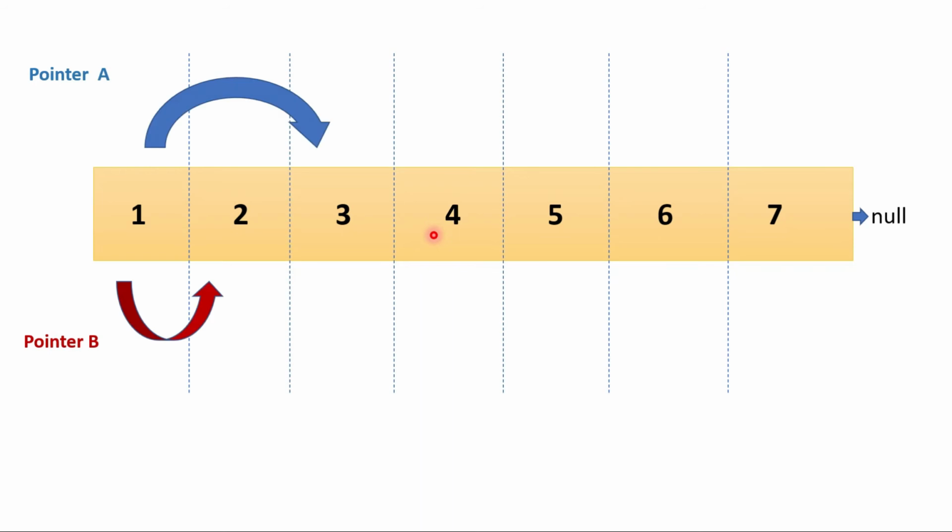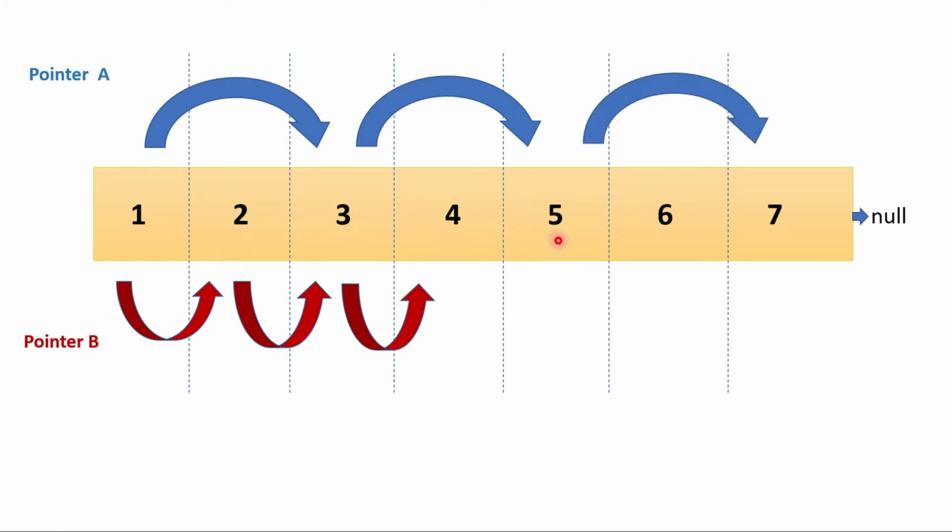At a time both are moving. Pointer A is moving 2 steps and pointer B is moving 1 step at a time. Pointer A went from 1 to 3 and pointer B from 1 to 2. In the next step, A goes from 3 to 5 and B from 2 to 3, then A from 5 to 7 and B from 3 to 4. In the next step, pointer A reaches null, the end of the linked list, which means it can't move further. At that time we stop pointer B, and where it is pointing will be my result. So 4 is my result, the fourth node is the middle node.